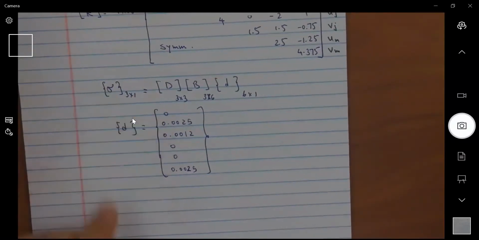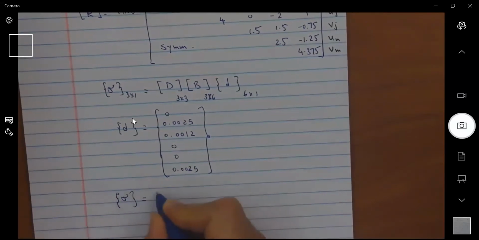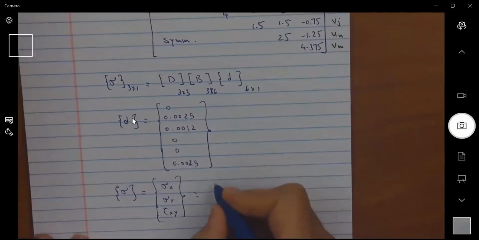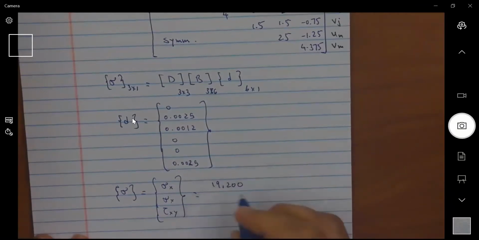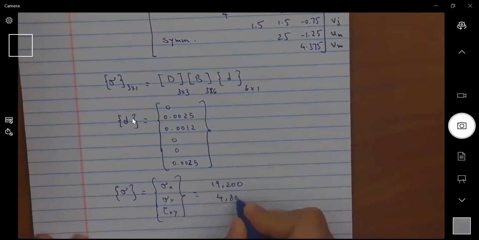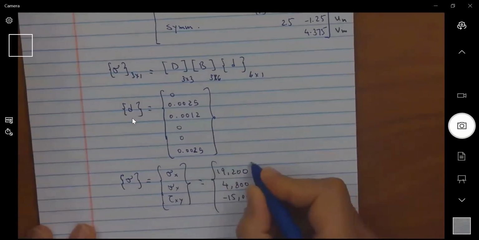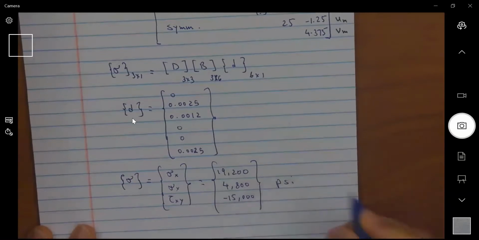So when I do the math, I'll find that sigma, which by the way is going to give me sigma x, sigma y, and tau xy, is equal to 19,200, 4,800, and a minus 15,000. These are in psi.